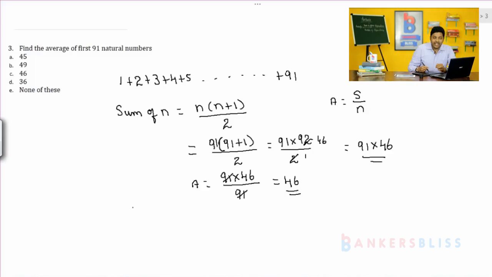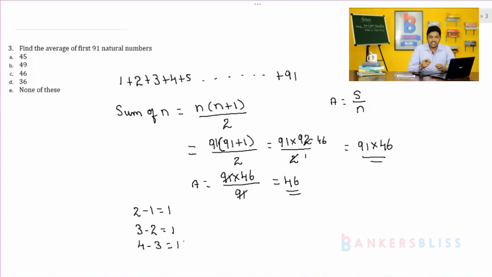You just identify the difference between the second term and the first term. The difference is 1. Next, the third term and the second term, the difference is also 1. Next, the fourth term and the third term, the difference is also 1. So, the common difference we are getting, 1, is the common difference between the consecutive numbers.